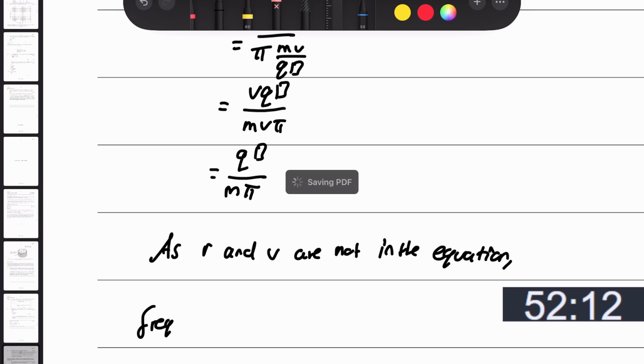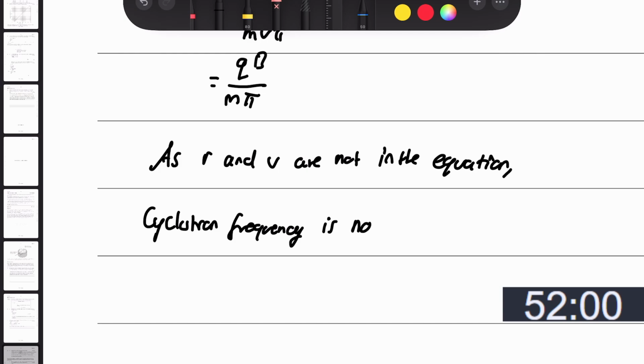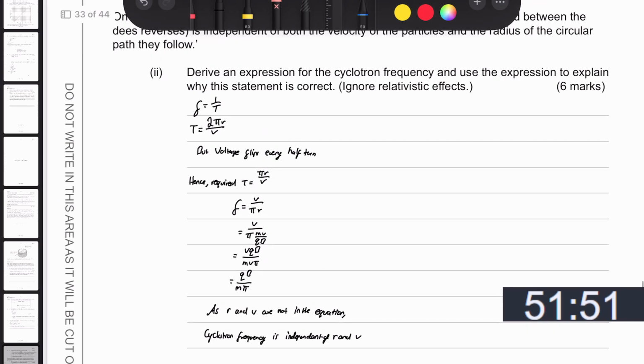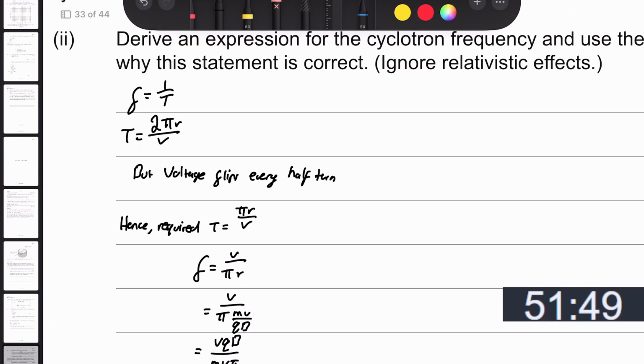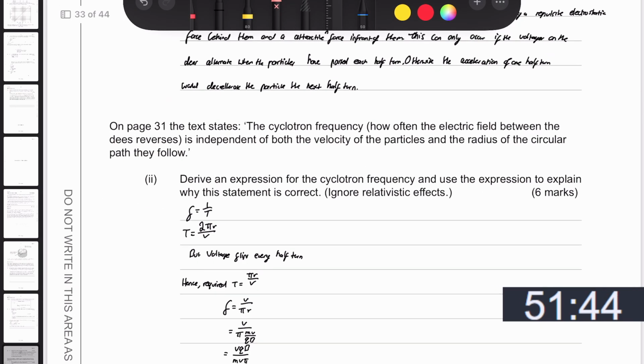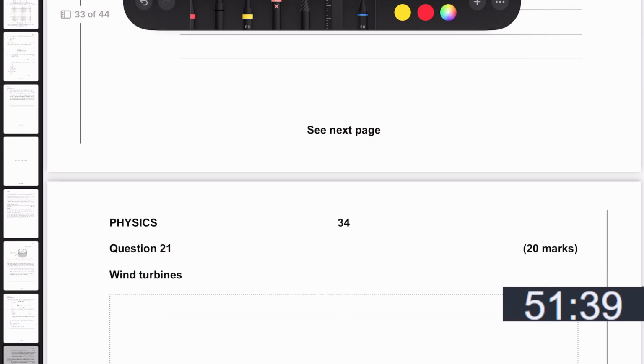Frequency of cyclotron, so we can say cyclotron frequency is independent of r and v. I think that's so good.